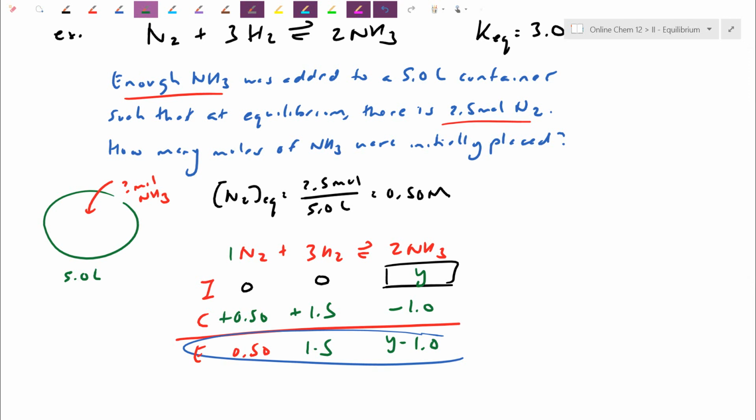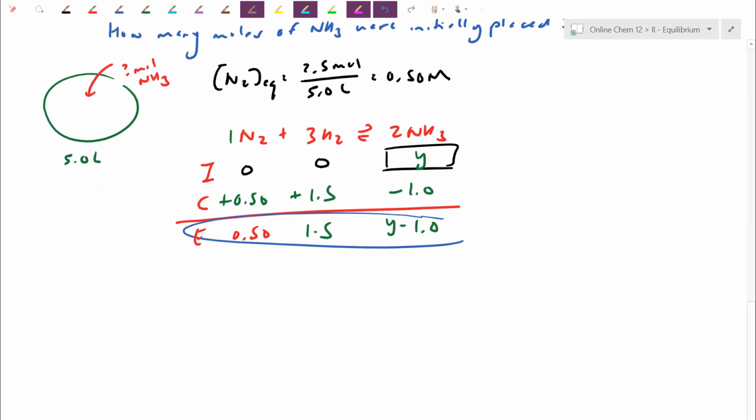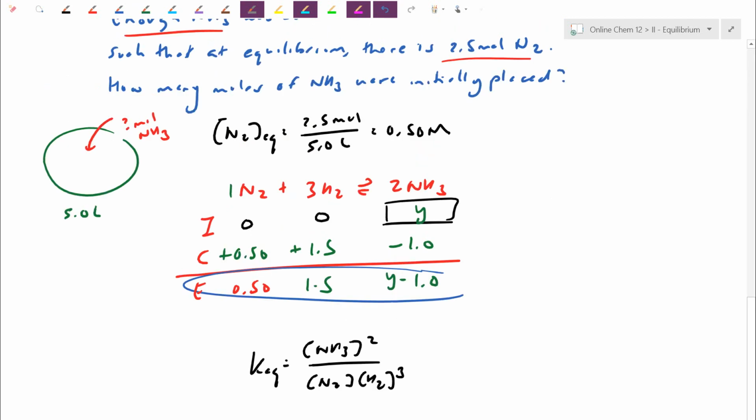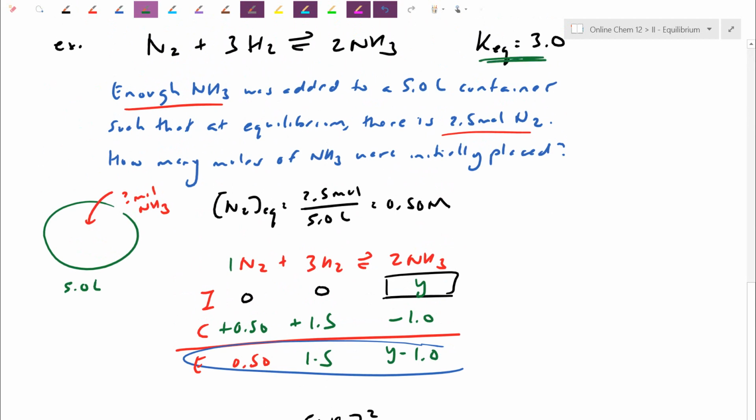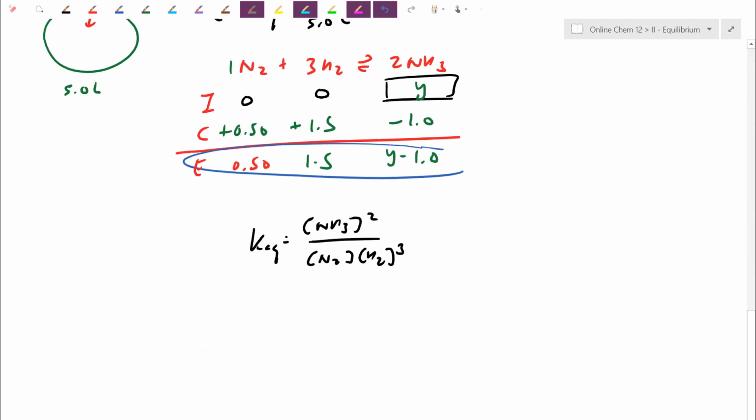As I mentioned before, even though we already have a lot of the numbers, I would still write out the Keq expression. Keq, in this case, is ammonia squared divided by N2 divided by H2 cubed. The numbers become the powers. We are at a certain temperature where the Keq is actually 3, so I know products are favored. Let's punch in our numbers. We have 3 equals (Y minus 1.0) squared divided by 0.50 divided by 1.5 cubed.